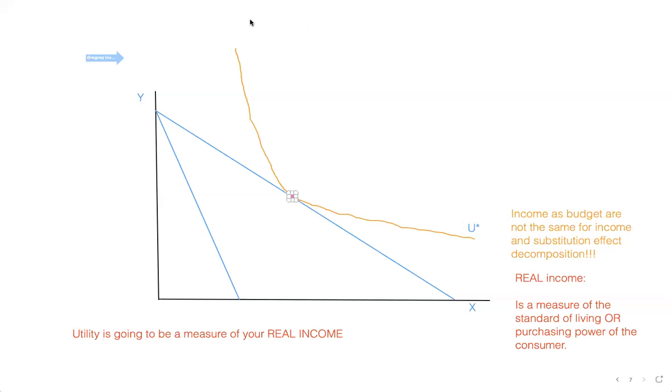Now, they have the increase in prices, and they'll have this new optimal consumption bundle. And this will be at a new and lower level of utility because it's closer to the origin. And so I'll call this one U double star, okay?